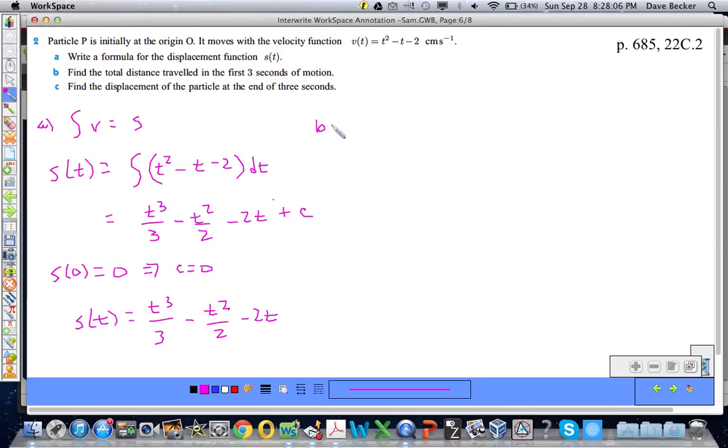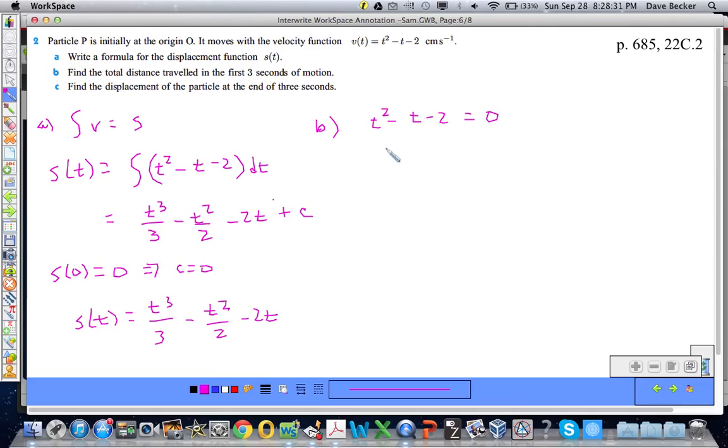Part B, find the total distance traveled. So I have to find out when the velocity is equal to 0, because that is when it would be changing direction. When the velocity is 0, the particle changes direction because it has to stop to change direction.